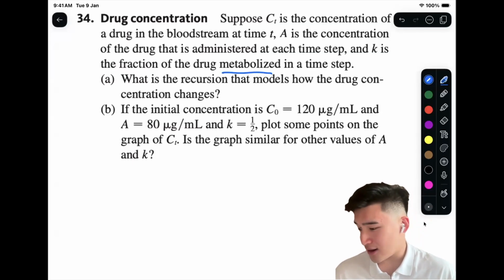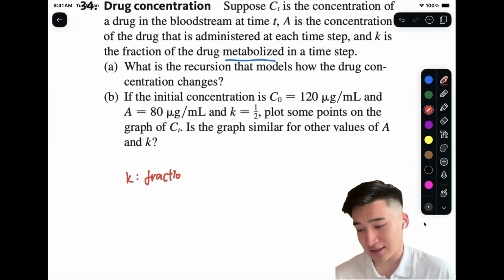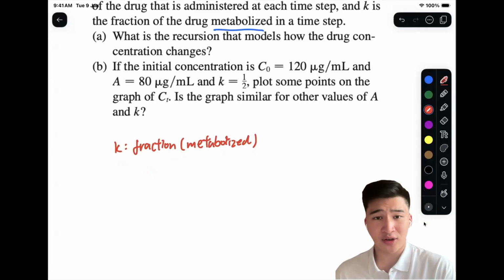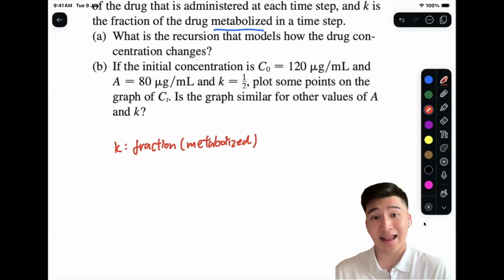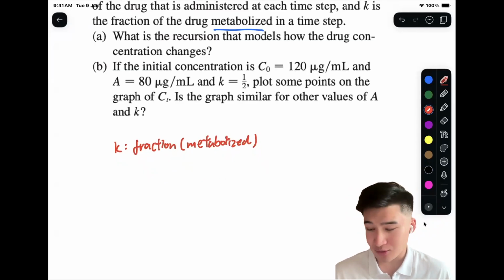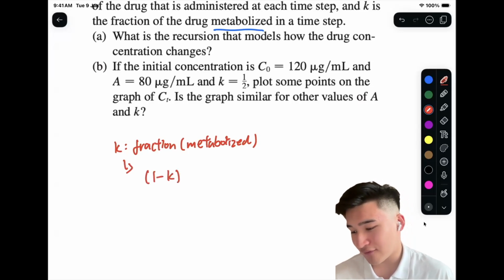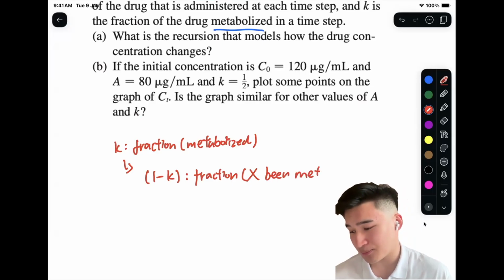So just a quick hint at first. First of all, we want to make sure we know that K is the fraction which is metabolized. We can't really use the metabolized fraction to solve this question, because we want to know how much is still retained, which means how much drug hasn't been metabolized. The way we do it is actually pretty simple. We do 1 minus K, and then we have the fraction of the drug that has not been metabolized, that's still in the system.